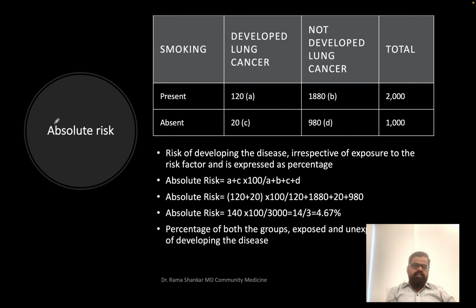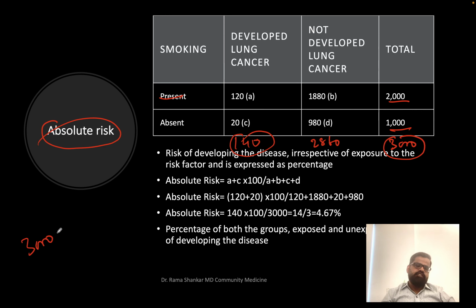Now, the other important one is, what is absolute risk? Tell me, what is the total population in this example, students? 2,000 smokers, 1,000 non-smokers, so the total population is 3,000. Out of this, how many people developed lung cancer? That is 120, it is 140, and this side it happens to be 1880 and 98, so it is 2860. Yes. So out of 3,000 population, 140 developed lung cancer.